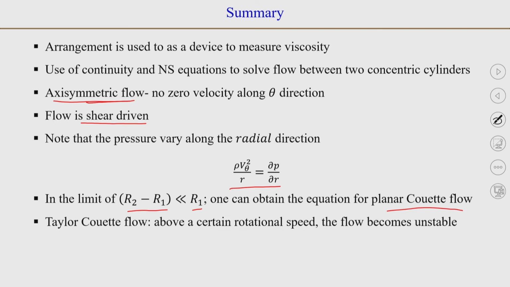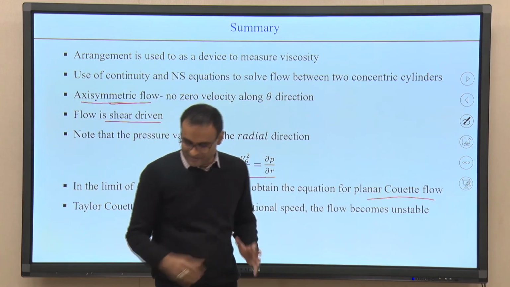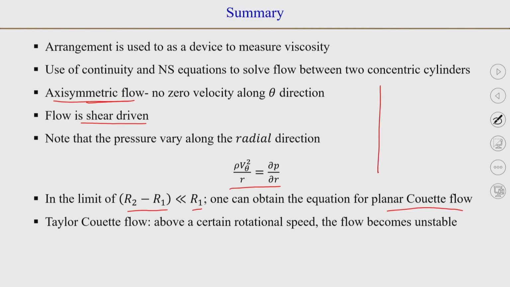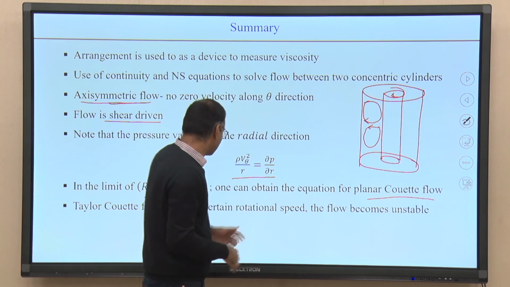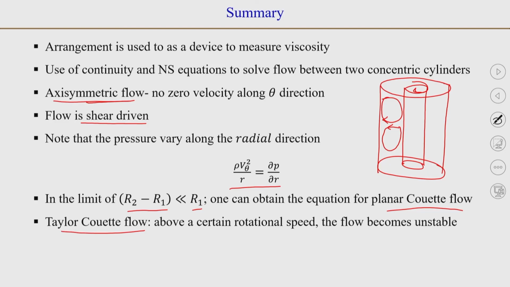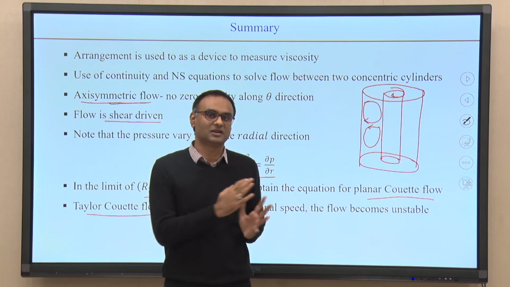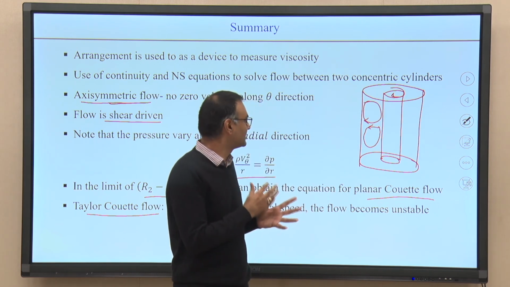Now, when the cylinders are moved with a very high rotational speed, let us say if the inner cylinder is being rotated, then above a certain speed there are vortices forming, the flow becomes unstable, and these vortices are known as Taylor vortices, after Taylor, after whom this cylindrical arrangement is also named Taylor Couette flow. So, he looked at the instability in such a cylindrical arrangement.